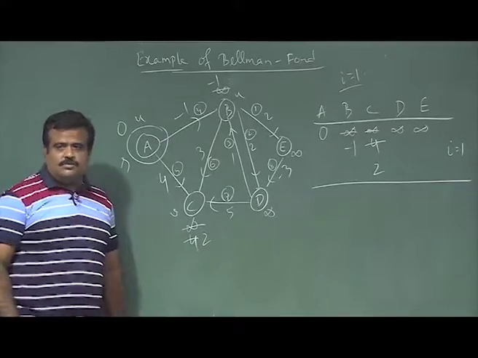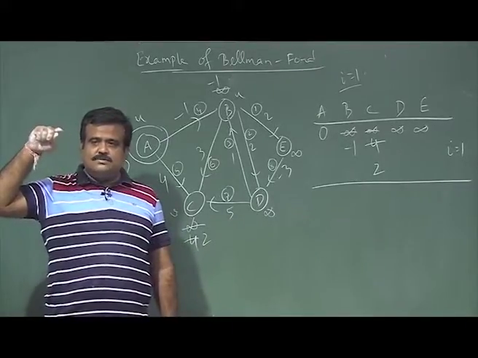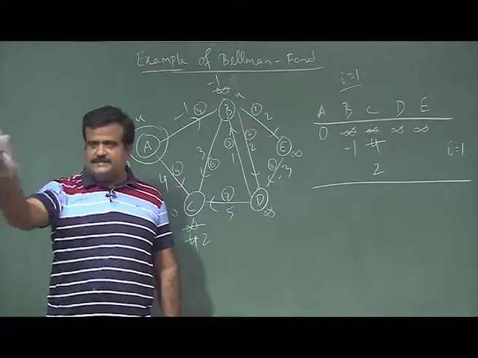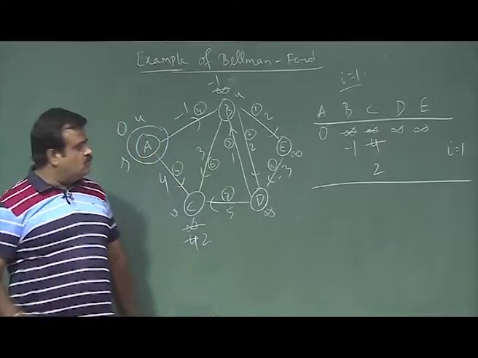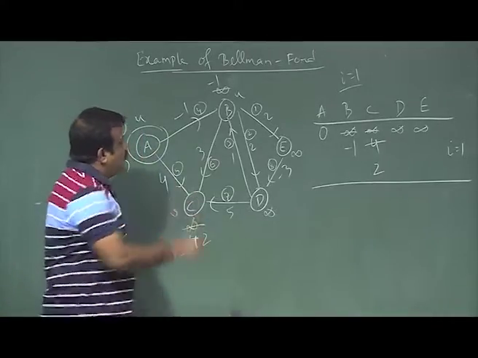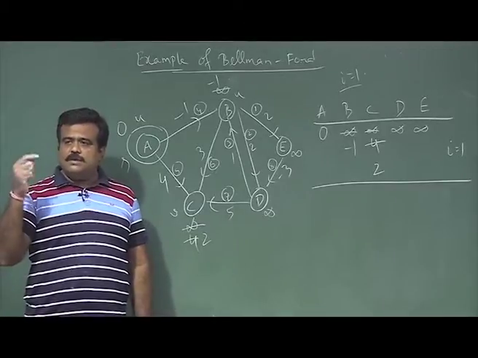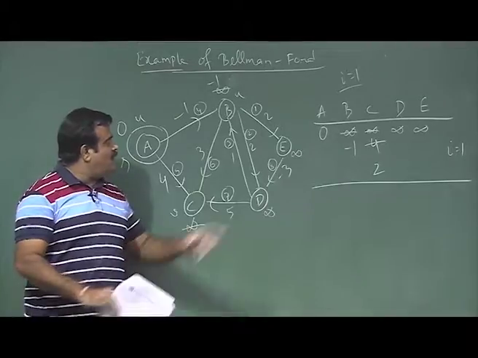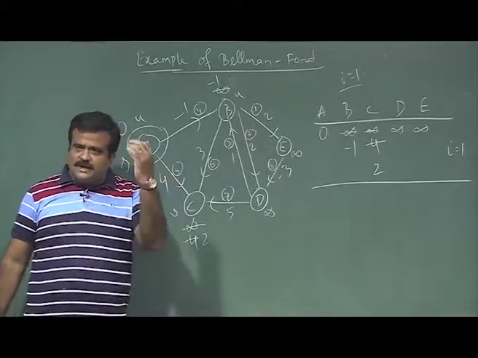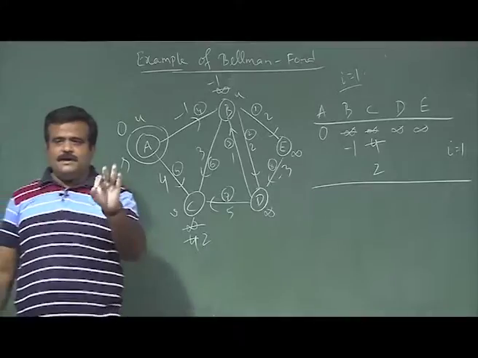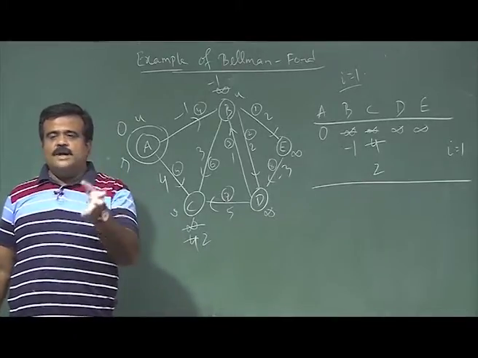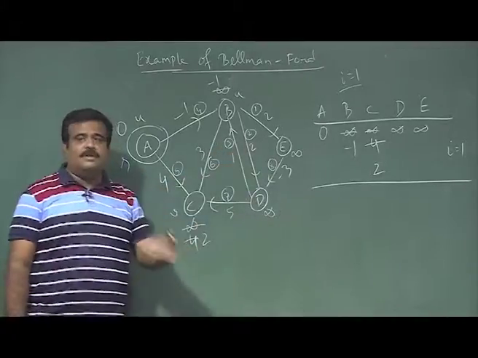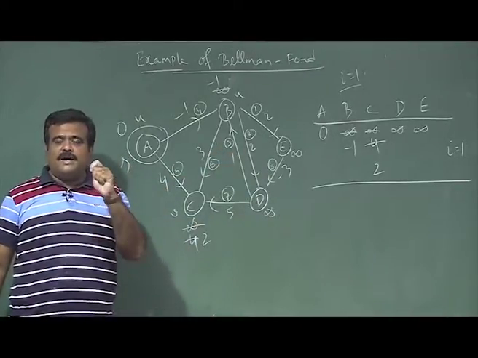Now for i equal to 2, if you remember, the outer loop is for i equal to 1 to V minus 1, I mean number of vertices minus 1. So now i is equal to 2. We have to again do the inner loop for all the edges. Since we already have an edge numbering, we can follow this numbering or we can have a different numbering, but we have to make sure that we have checked all the edges, that the inner loop is for all the edges.